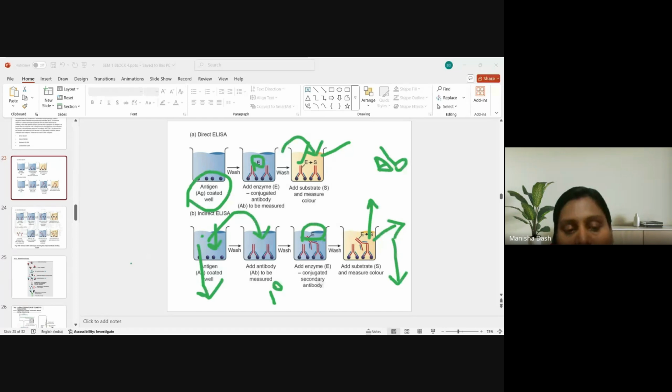So this is a quantitative analysis, meaning you can actually predict the concentration of the antigen by looking at the intensity of the color product. So this is direct, then indirect. Next we have sandwich ELISA.